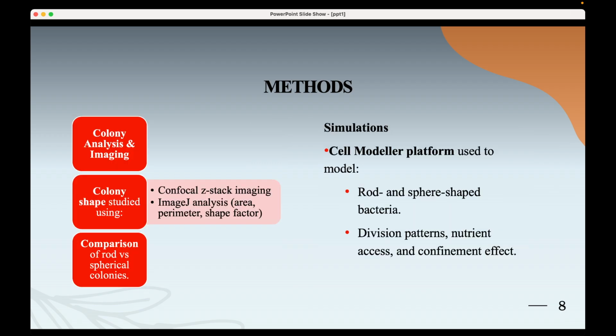For colony analysis and imaging, colony shape was studied using confocal Z-stack imaging and image analysis, along with a comparison of rod versus spherical colonies. They also ran simulations using a platform that allowed them to model how rod and sphere-shaped bacteria behave under confinement, focusing on nutrient access and growth direction.